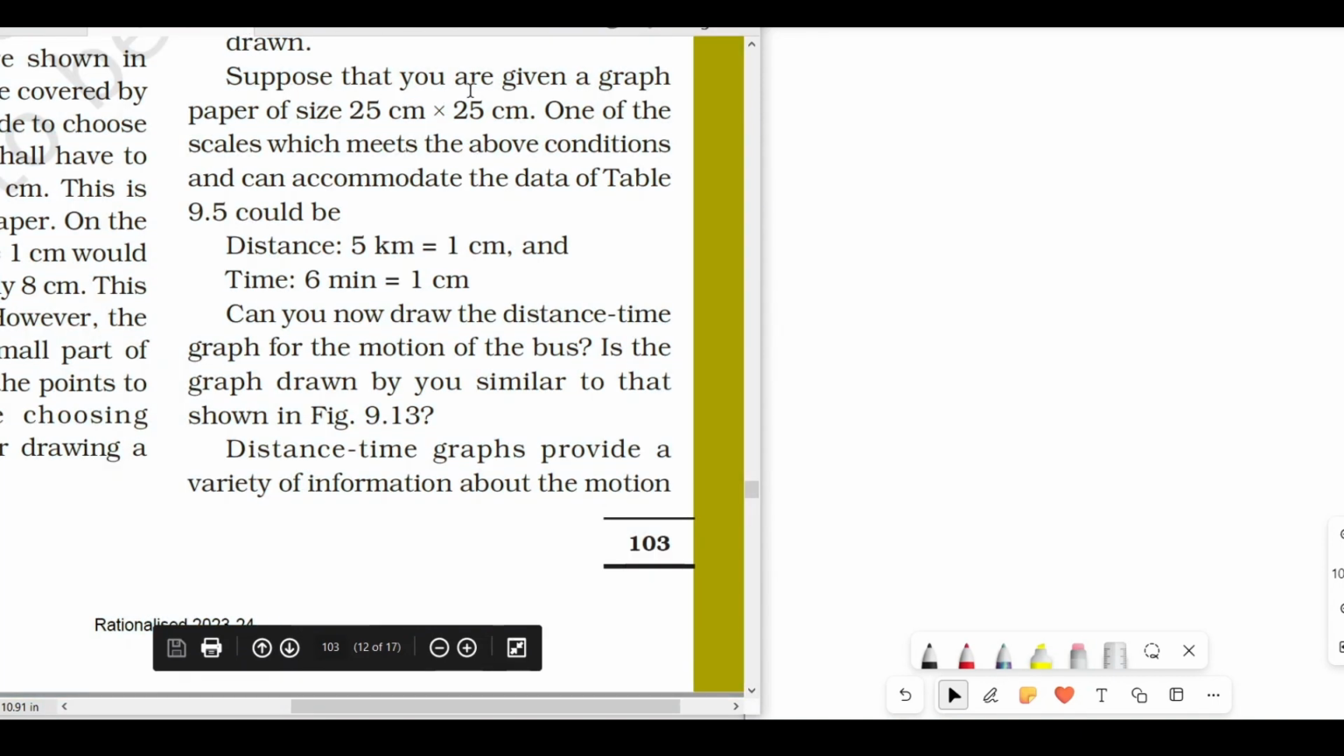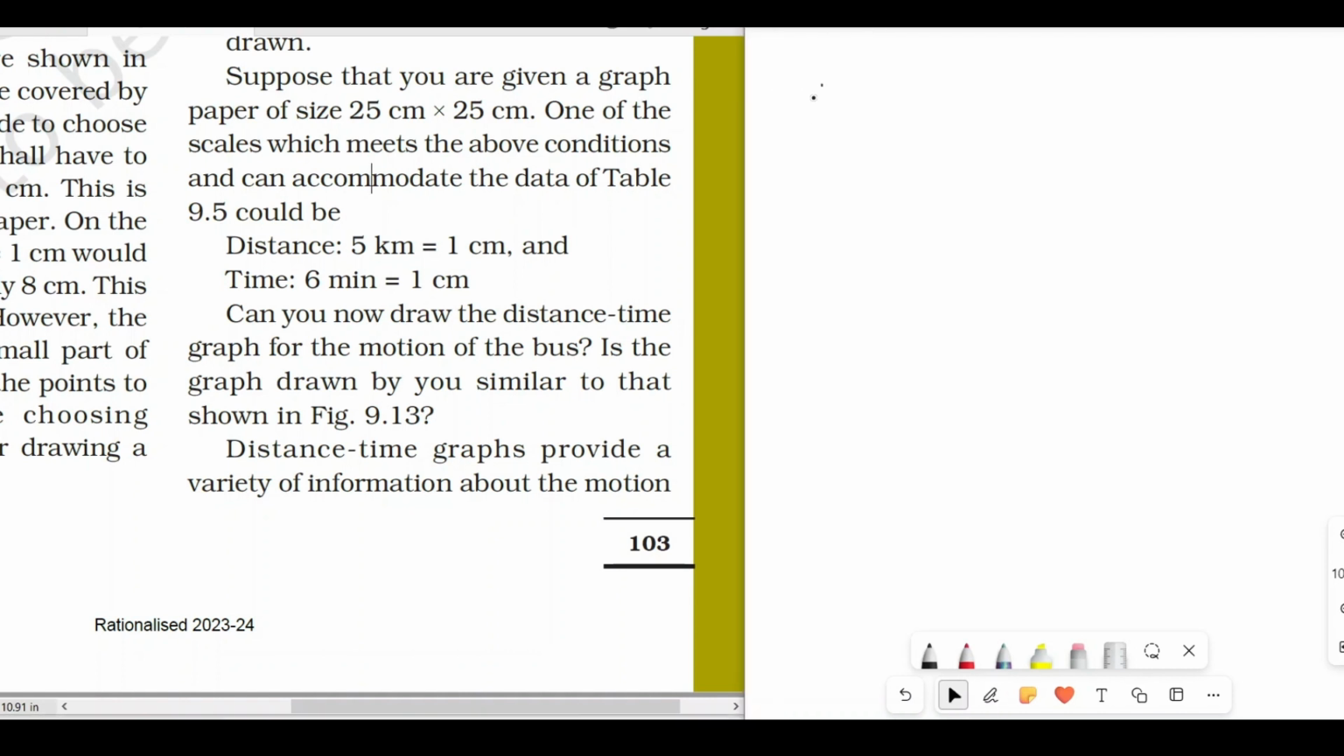Suppose that you are given a graph paper of size 25 by 25. One of the scales which meets the above conditions and can accommodate the data of Table 9.5 could be: distance is 5 kilometers for 1 centimeter, and time 6 minutes equals 1 centimeter. So from Table 9.5, whatever data we brought, we took 5 kilometers as 1 centimeter and 6 minutes as 1 centimeter. Can you now draw the distance-time graph for the motion of the bus? Is the graph drawn by you similar to that shown in Figure 9.13?